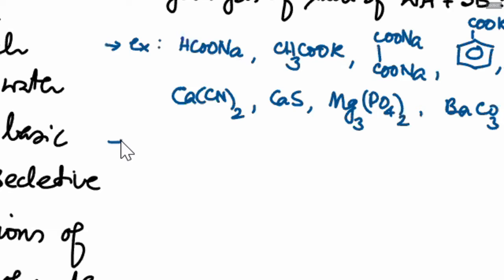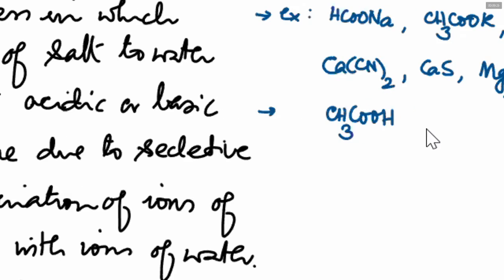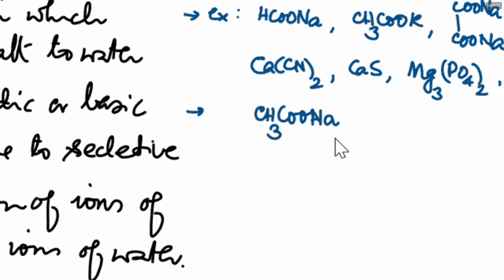Second point is what is the meaning of salt hydrolysis, that I am insisting upon you: selective reaction between ions of salt and ions of water. For that purpose, suppose I take sodium acetate as a reference. CH3COOH and sodium hydroxide give sodium acetate: weak acid, acetic acid, strong base, sodium hydroxide. Now, if you have taken hydrolysis, meaning an aqueous solution, then what happens?